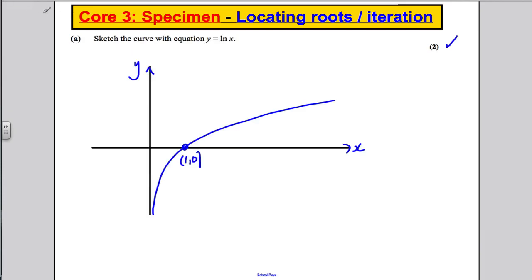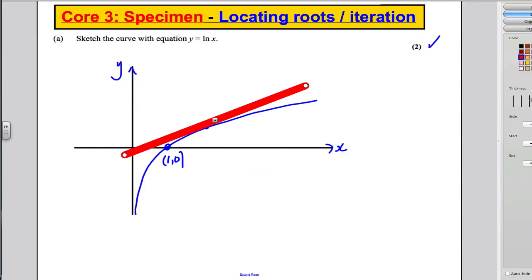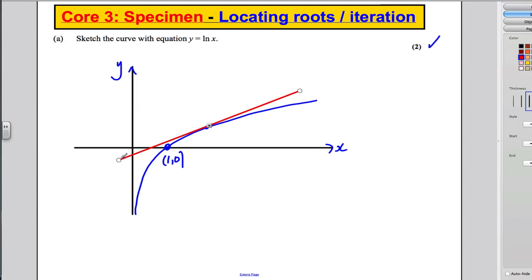Part B, show that the tangent to this curve at the point e, 1 passes through the origin. So just going back here, the tangent at the point e, 1 might be somewhere like here. We're asked to show that this tangent is going to go through the point 0, 0. That's what we're trying to show. Okay, how could we do that?